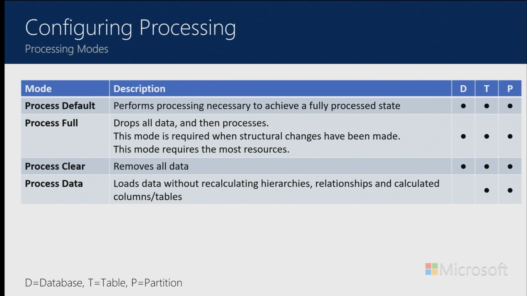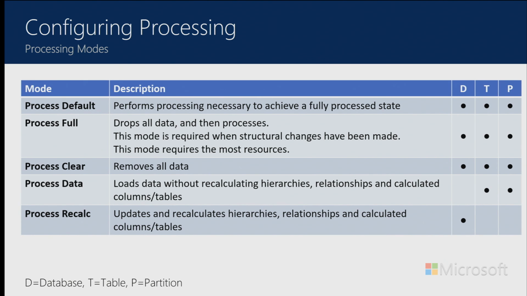We'll now take a look at the process data, and this applies only to tables and partitions. It loads data into these objects without recalculating hierarchies, relationships, and calculated columns. It does imply that you would follow this command at some stage with the process recalc. This applies only at database level, and it updates and recalculates hierarchies, relationships, and calculated columns.